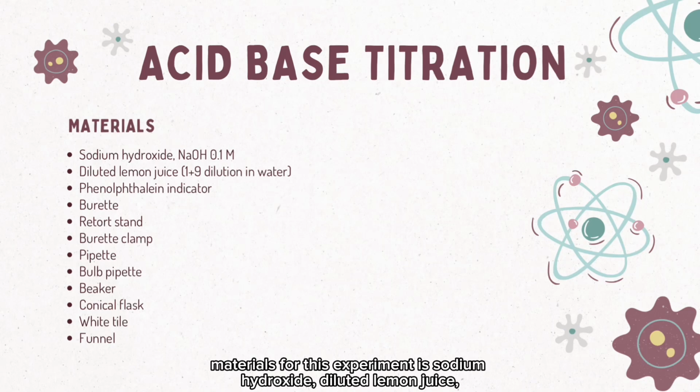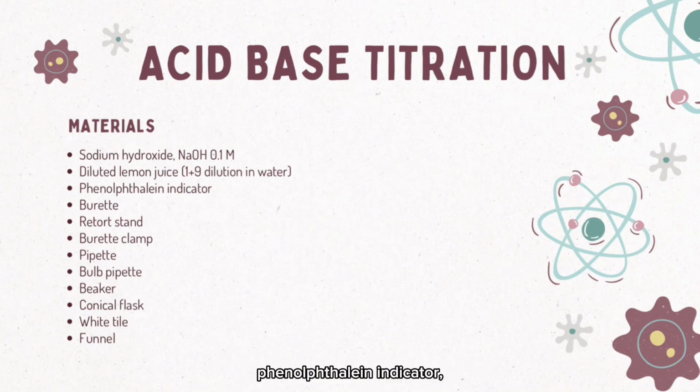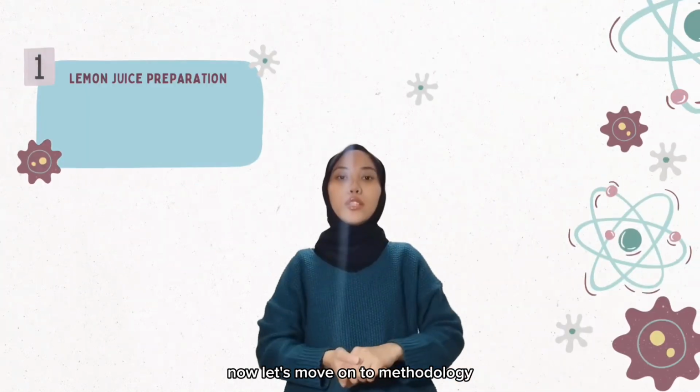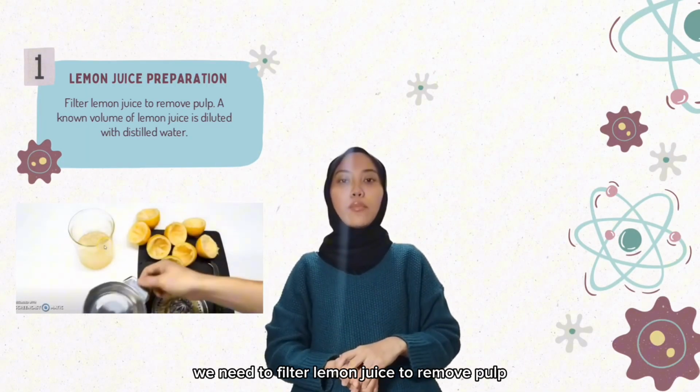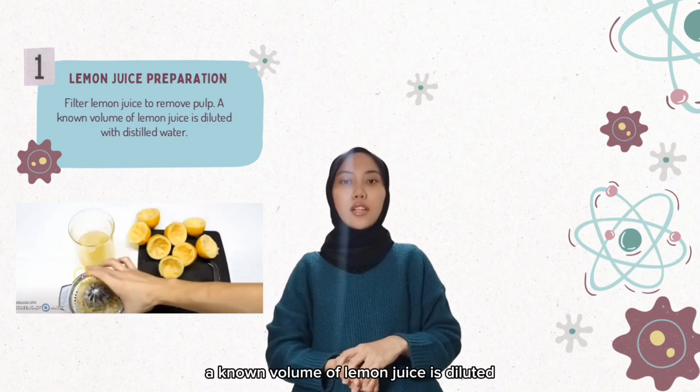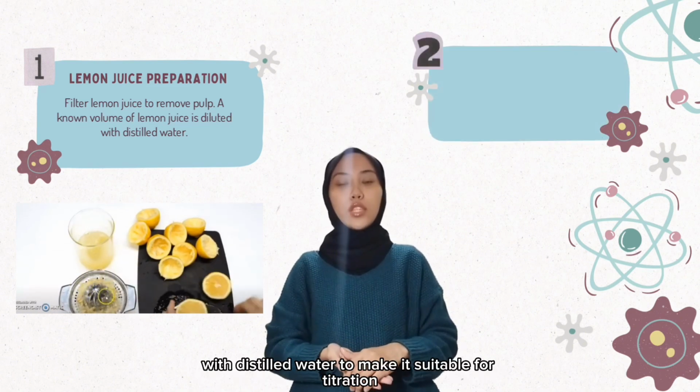Materials for this experiment are sodium hydroxide, diluted lemon juice, phenolphthalein indicator, burette, retort stand, burette clamp, pipette, pipette ball, beaker, conical flask, white tile, and funnel. Now let's move on to methodology. First is the lemon juice preparation. We need to filter lemon juice to remove pulp. A known volume of lemon juice is diluted with distilled water to make it suitable for titration.